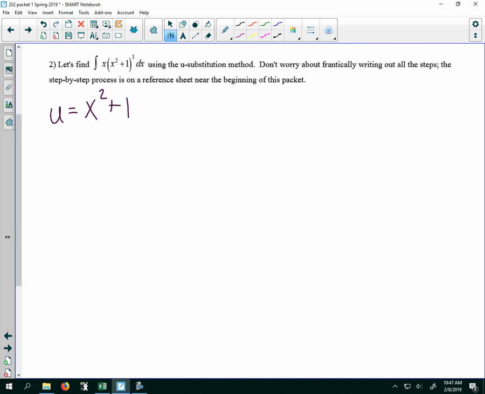The reason I chose it is because it's inside a composition. It's the inside of something cubed. It's some stuff cubed, and I chose the stuff, the inside. And the derivative of U is 2x, and there's an x that shows up in the integrand as well. So it differs by a coefficient, but that's okay. The derivative of x squared plus 1 is 2x, and I have an x to the first also in my integrand. So once I've chosen U, I calculate du dx.